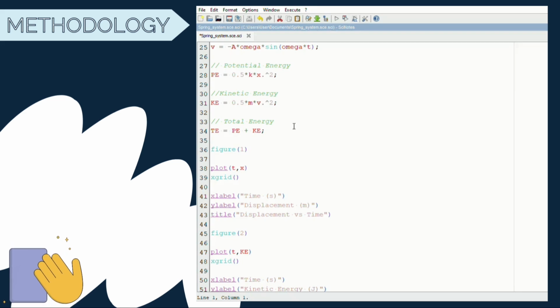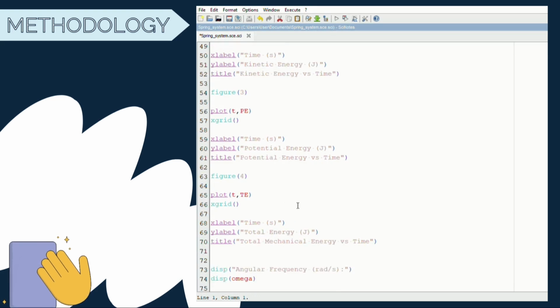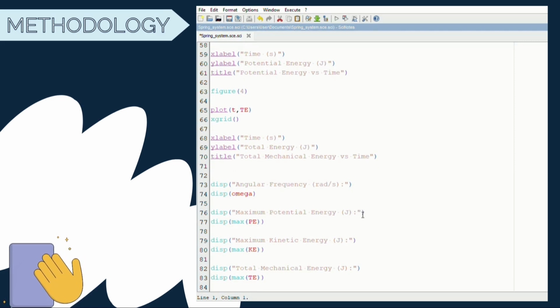In this simulation, 4 graphs were generated. The first one is displacement versus time, the second is kinetic energy versus time, the third one is potential energy versus time, and the last one is total mechanical energy versus time. Finally, the angular frequency and the maximum values of potential energy, kinetic energy, and total mechanical energy will be displayed in the Scilab console using the disp function.